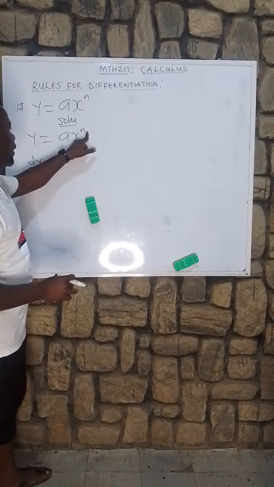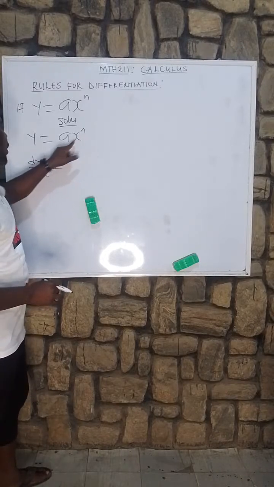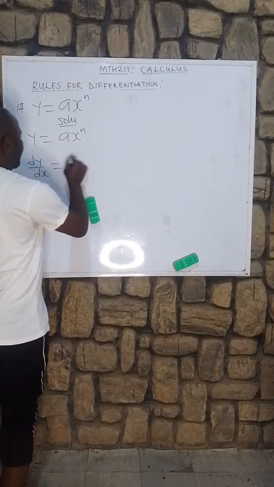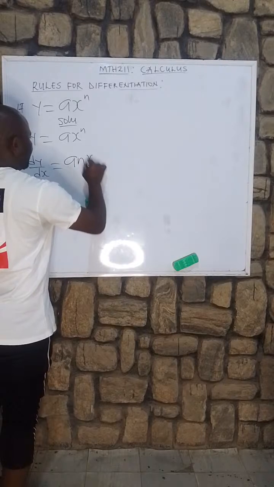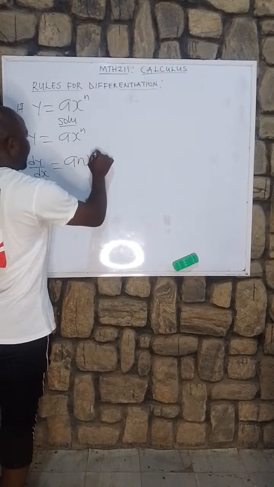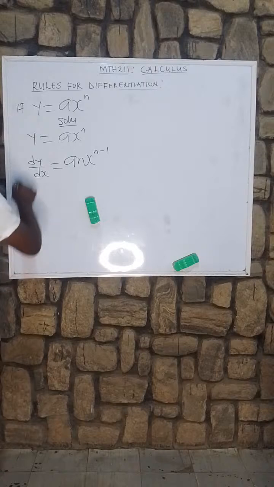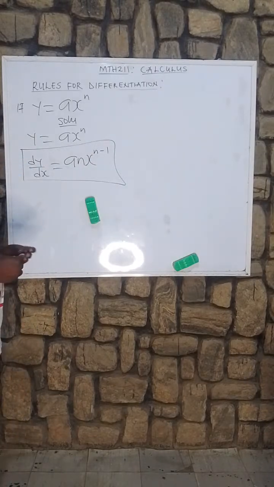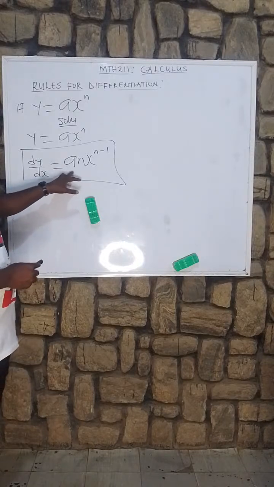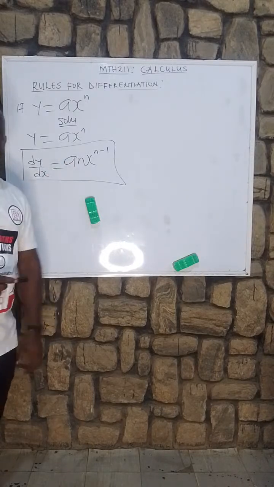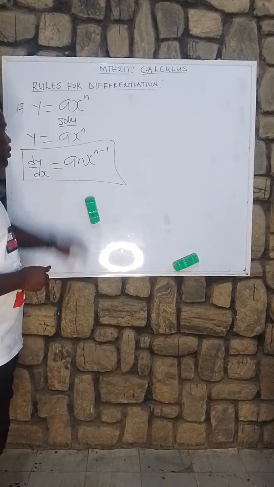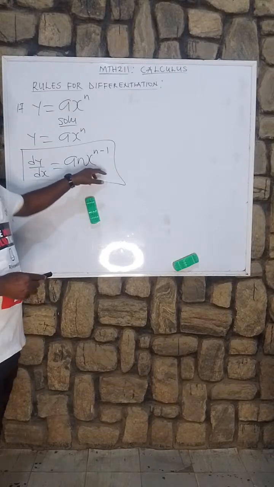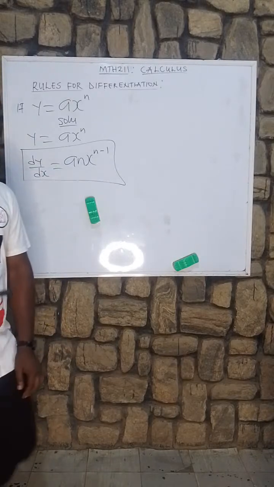We have n here. Use this power to multiply the constant. So you are going to have x raised to the power of n minus 1. This is the formula for differentiation. Take note. And this is what we are going to use all through, as long as differentiation is concerned. So if you know this offhand, I don't think differentiation will be a problem. Is that clear?